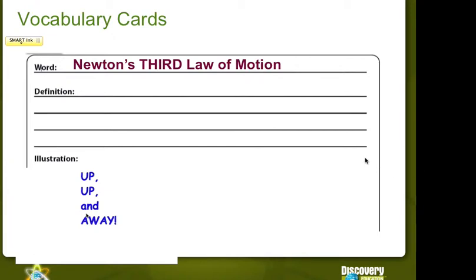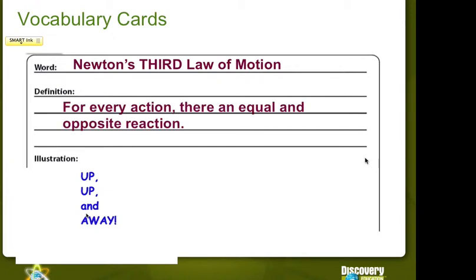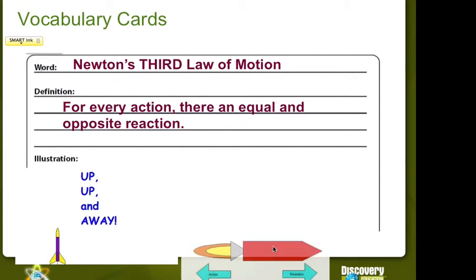Then we have Newton's third law of motion, and that's for every action there is an equal and opposite reaction. So, for instance, if we take a look at this video here, this is a rocket going up, up, and away. What that's demonstrating is the action is the force pushing back on the ground and the ground pushing against the force out of the back of the rocket, and the rocket reacting by going forward.